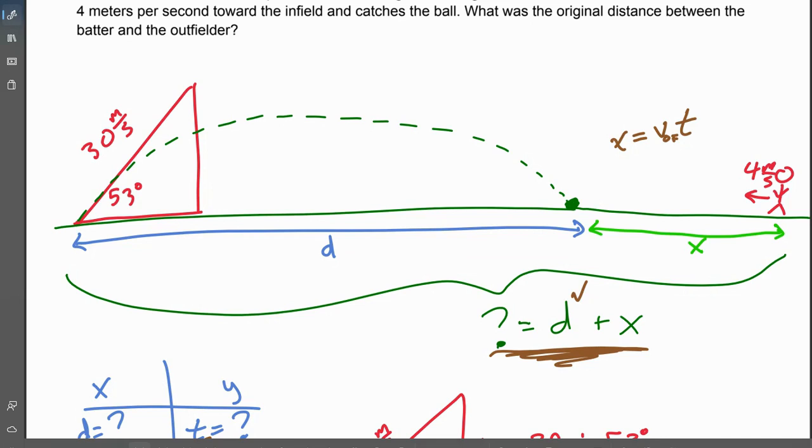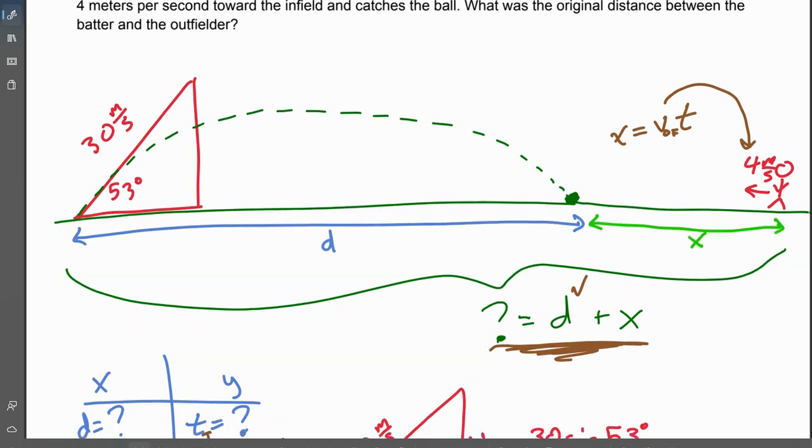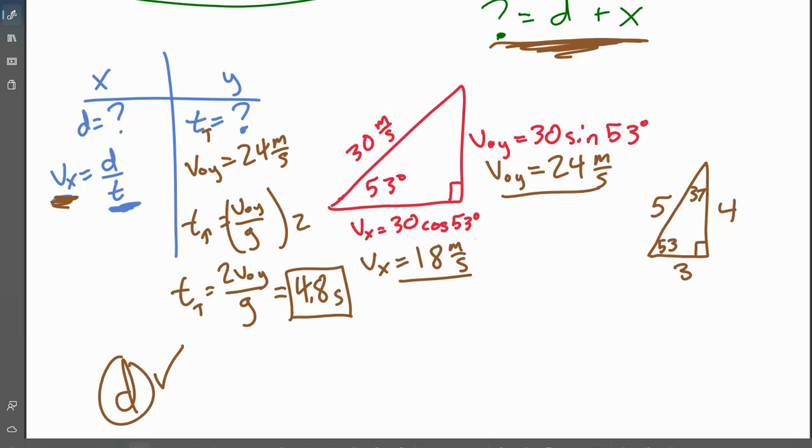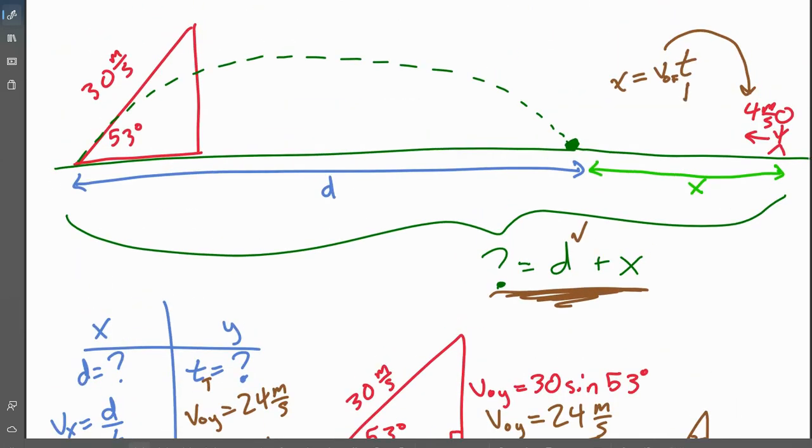I tell you the velocity of the outfielder is our 4. The time that he runs will be the time that the ball's in the air, so that is our 4.8 seconds. Now you can get x. So we have d, we have x, and we can solve for the total distance between them. That problem is just conceptually difficult as far as what do I do, what do I solve for? So hopefully this video helped clarify. Please let me know if you have any questions. All right, we'll keep going now.